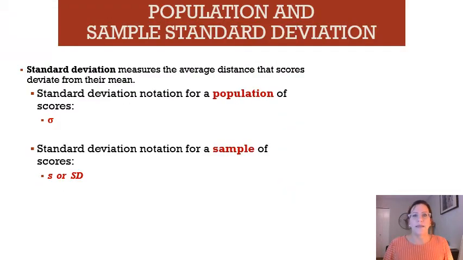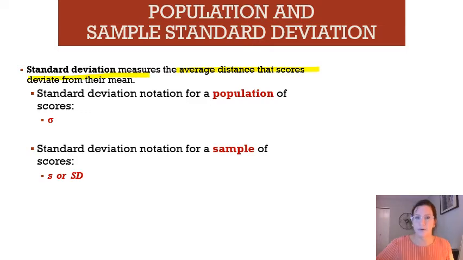So once we have calculated our variance, this is the nice part. So we've learned the measures of variability of range and variance. The next one is standard deviation. Standard deviation has basically the same definition as variance, but this is the average distance that scores deviate from the mean.